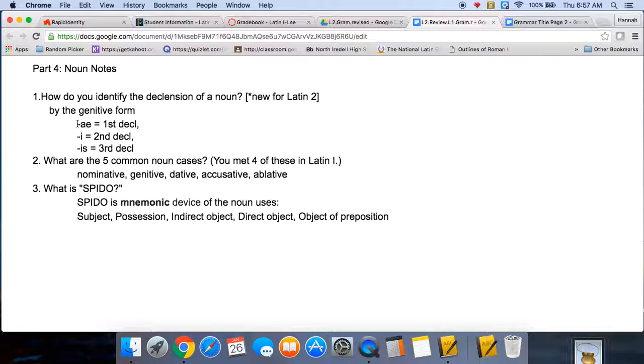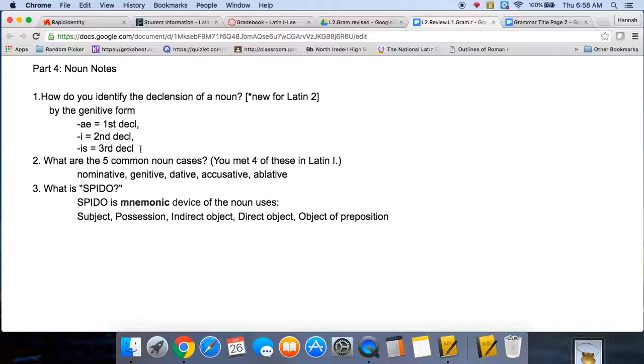First declension, remember, were the words that ended in an A. I have this marked as new for Latin 2 because you did not learn a thing called the genitive case. And these forms here are the genitive forms. You'll see those on the dictionary list. I'll show those to you when we get to the vocab. But AE words are going to make up the first declension. Words that end in an I in the genitive make up the second declension, and IS words are going to make up the third declension.